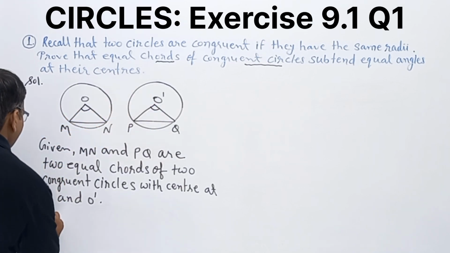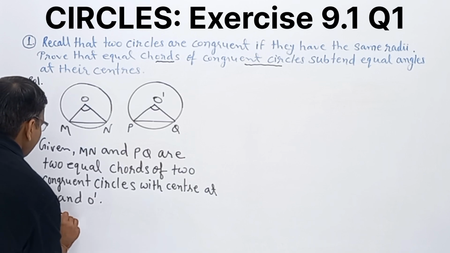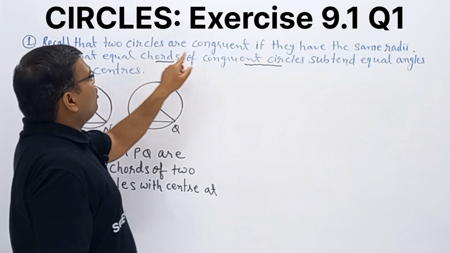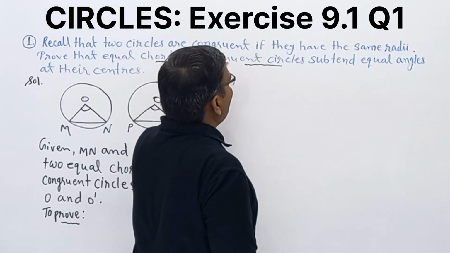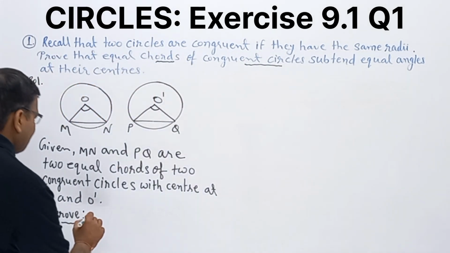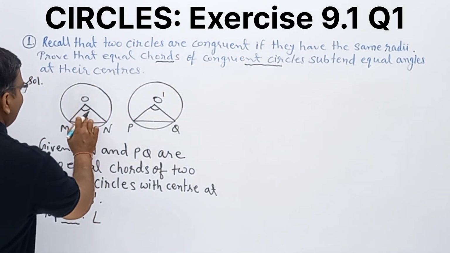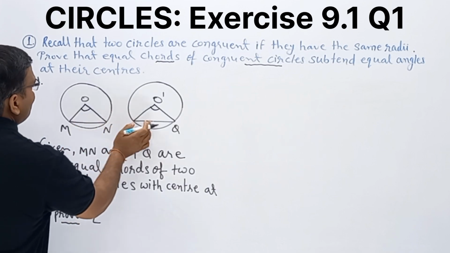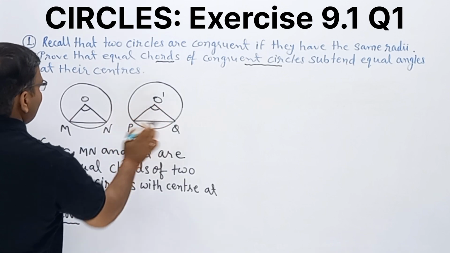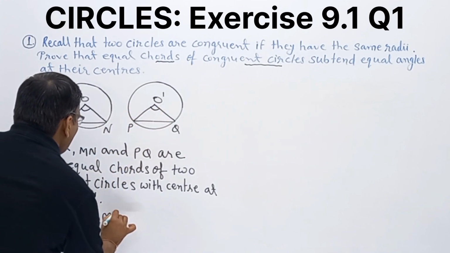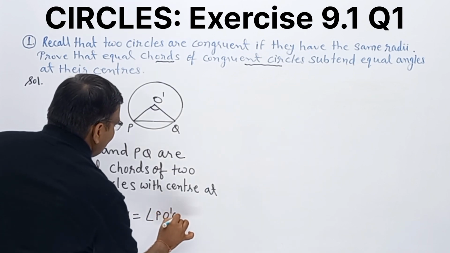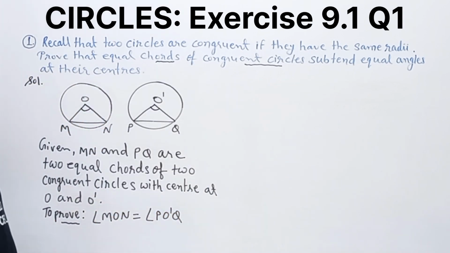We want to prove that equal chords of congruent circles subtend equal angles at their center. From these two chords, the angles at the center are angle MON and angle PO dash Q. So angle MON equals angle PO dash Q. This is what we want to prove.